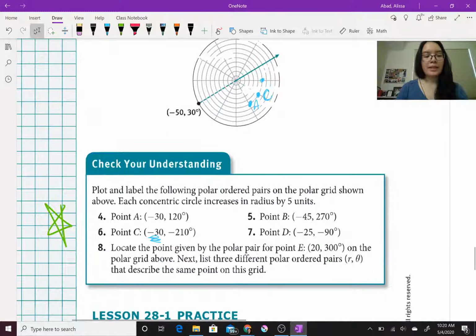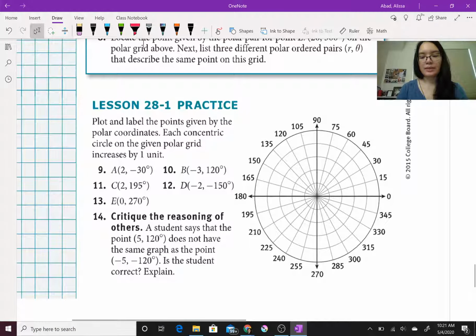Okay, so the assignment for this lesson is to go over this grid here, plot and label the points here, and then we'll check back again for the next lesson.